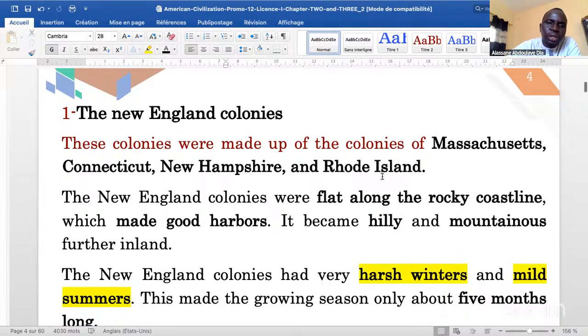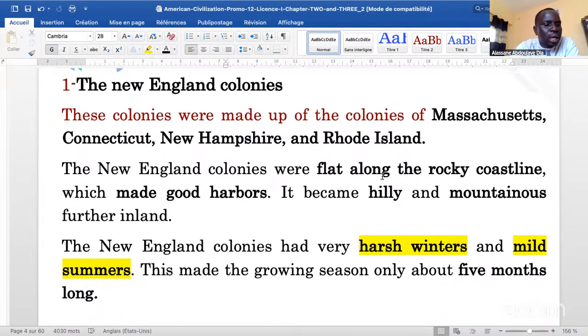Now let me tell you about how the New England colonies were organized. The New England colonies were flat along the rocky coastline, which made good harbors. It became hilly and mountainous further inland. What does it mean? It means that here the land was flat on the rocky coastline. Rocky, c'est rocher. Flat, it means in French, plat.